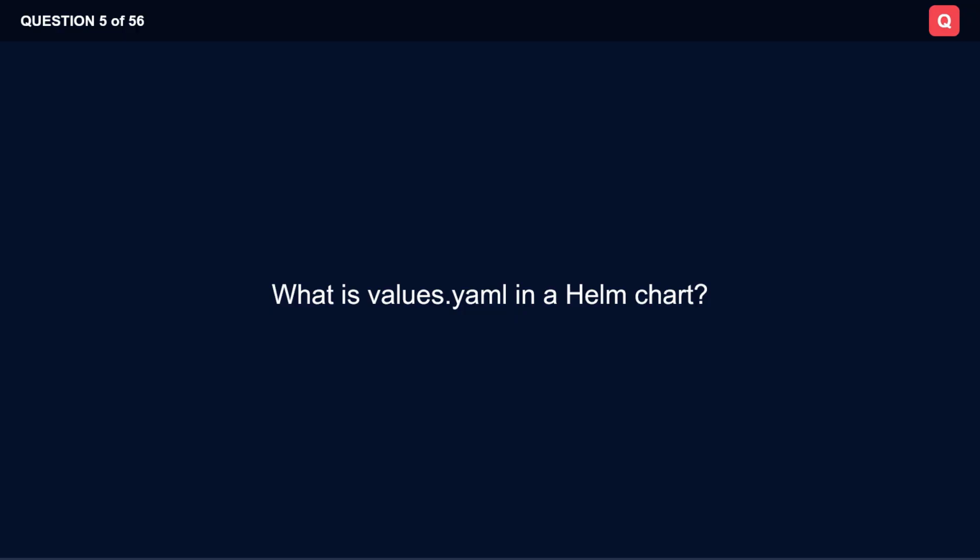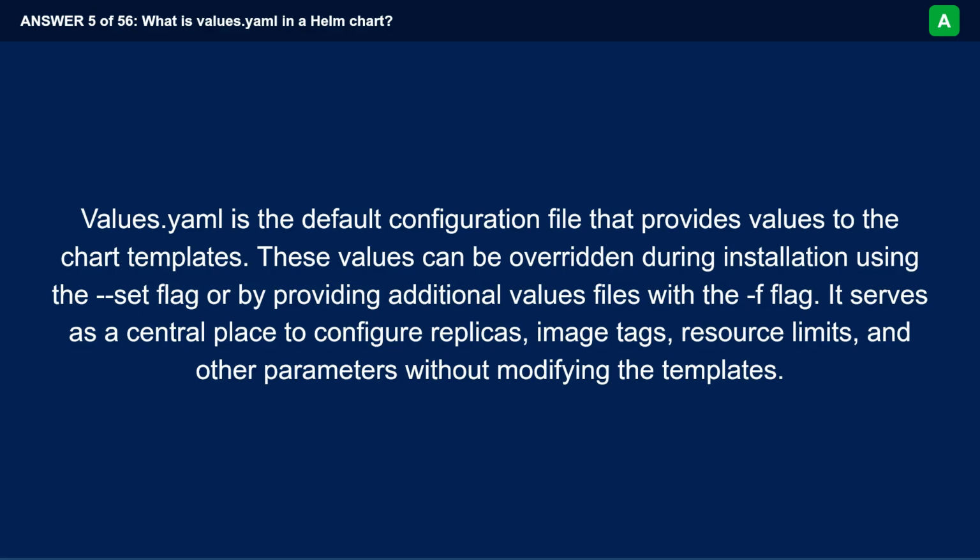What is values.yaml in a Helm chart? Values.yaml is the default configuration file that provides values to the chart templates. These values can be overridden during installation using the --set flag or by providing additional values files with the -f flag. It serves as a central place to configure replicas, image tags, resource limits, and other parameters without modifying the templates.